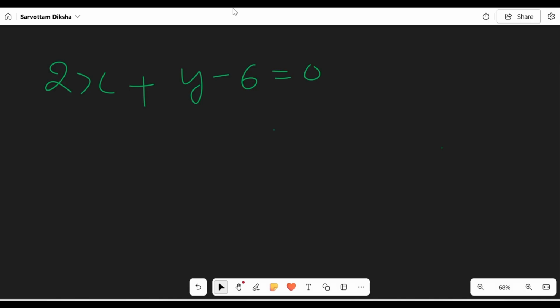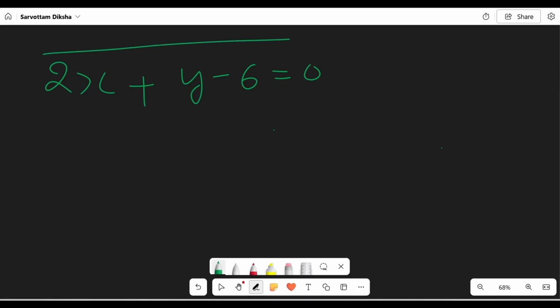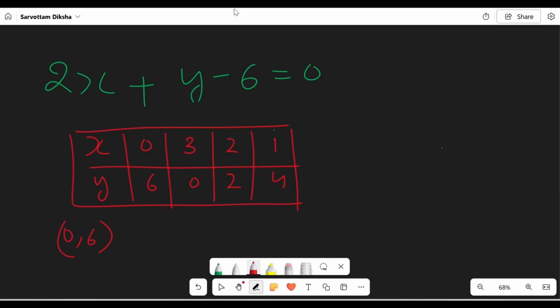Now let's take an example. This is my linear equation in two variables. Here, if I find a particular value of x and y which makes this equation true, then it will be called a solution of this equation. Like if I put x as 0, put this in the equation and solve for y, I will get y as 6. So (0, 6) is a solution of this linear equation. I can have more such values. So all these values of x and y are solutions of this particular linear equation.